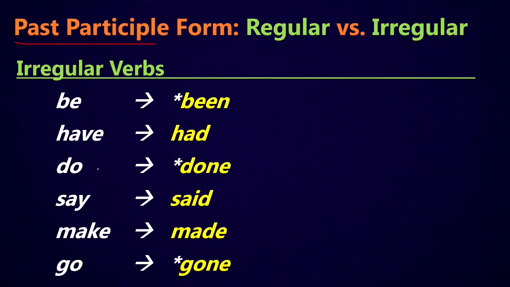Have becomes had, do becomes done, say becomes said, make becomes made, go becomes gone. Now these ones here with the little star, the asterisk, are different than their past simple form. So for the be verb, the past simple form is either was or were, but the past participle form is been. For do, the past simple is did, but the past participle is done.